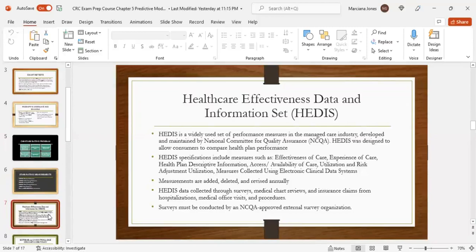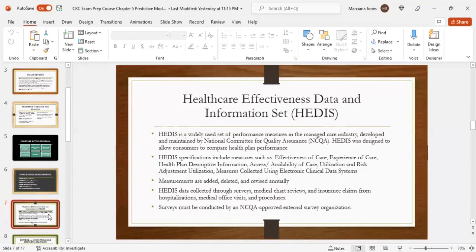HEDIS is a widely used set of performance measures in the managed care industry, developed and maintained by the NCQA. Now, HEDIS was designed to allow consumers to compare health plan performance. HEDIS specifications include measures such as effectiveness of care, experience of the care you're getting, the description of the health plan, the information, access and availability of the care that you're to receive, utilization and risk adjusted utilization, and measures collected using electronic clinical data systems.